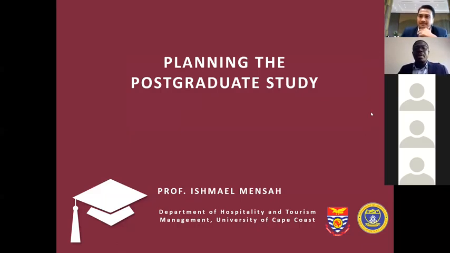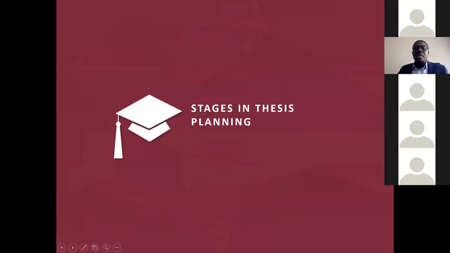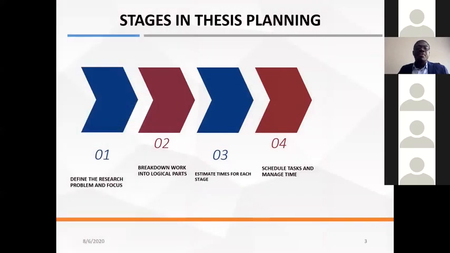So as I said, the PhD or postgraduate planning process involves a series of steps. Can we move to the next slide, please? Yes, it involves four main stages: the definition of the research problem and focus, the breakdown of the work into its logical parts, and then you estimate the time for each stage, after which you schedule the tasks and then you manage your time. And the time management is very critical. I'll take you through specifically what you have to do at each stage. So please, let's move on.